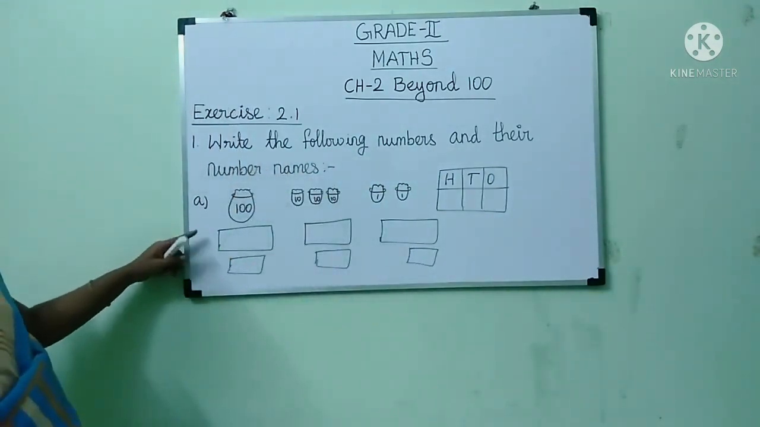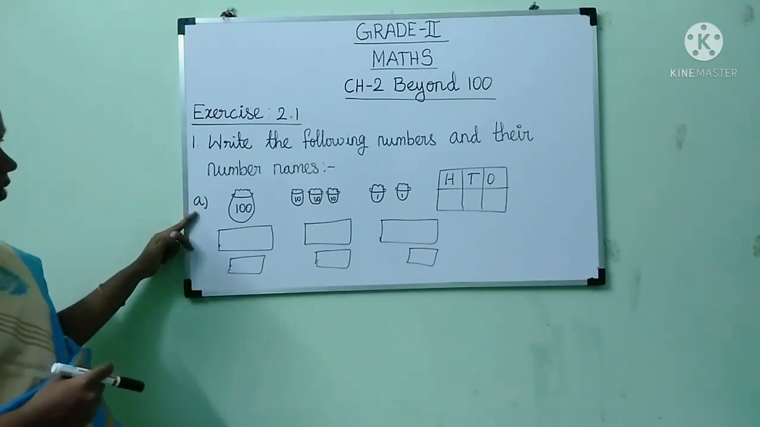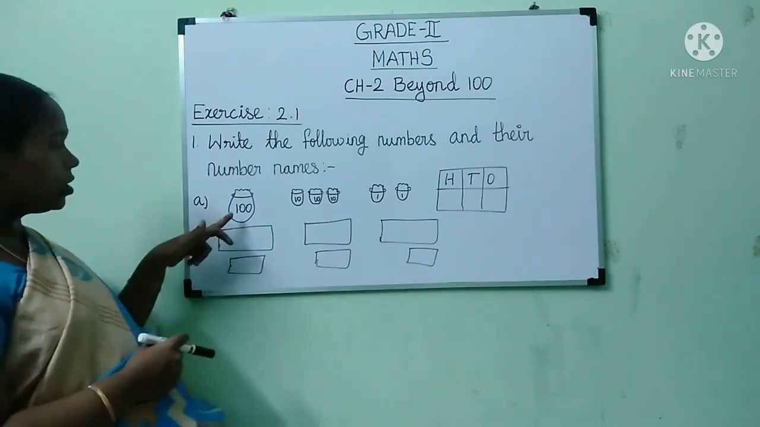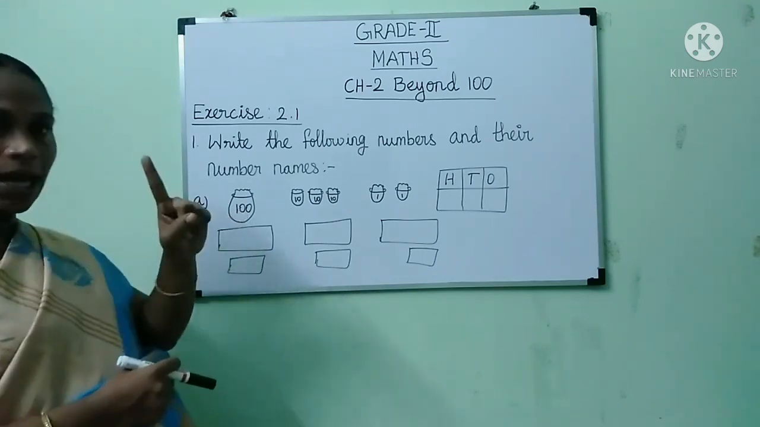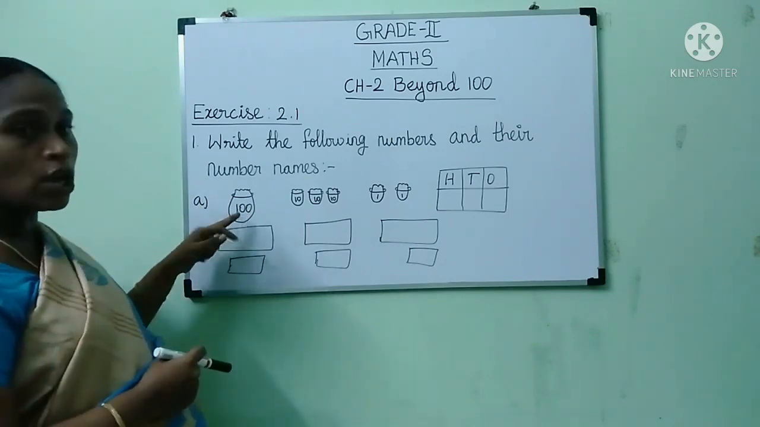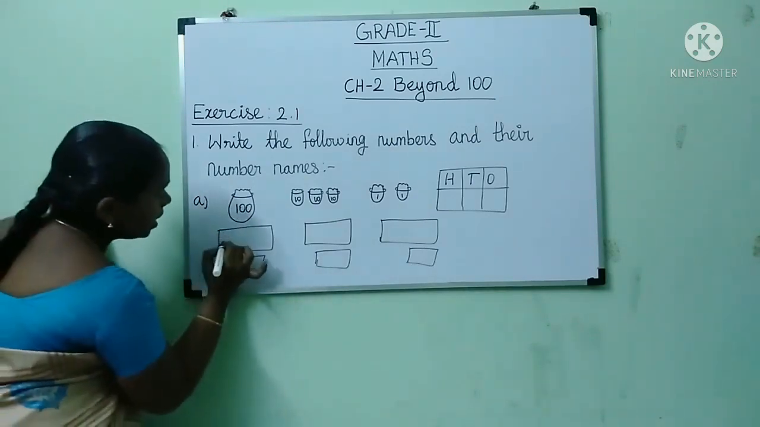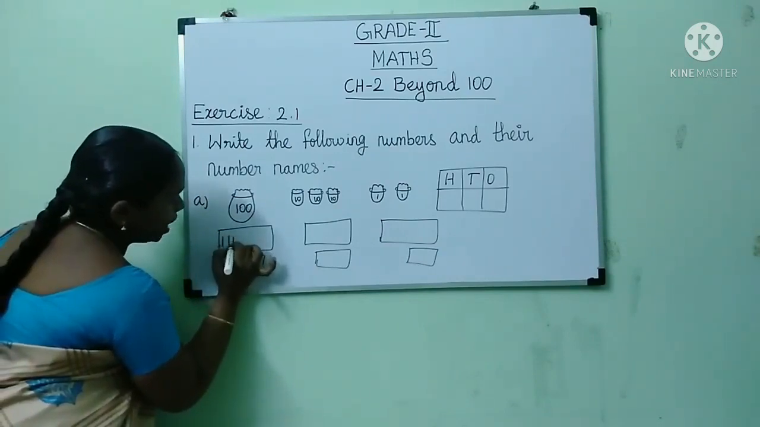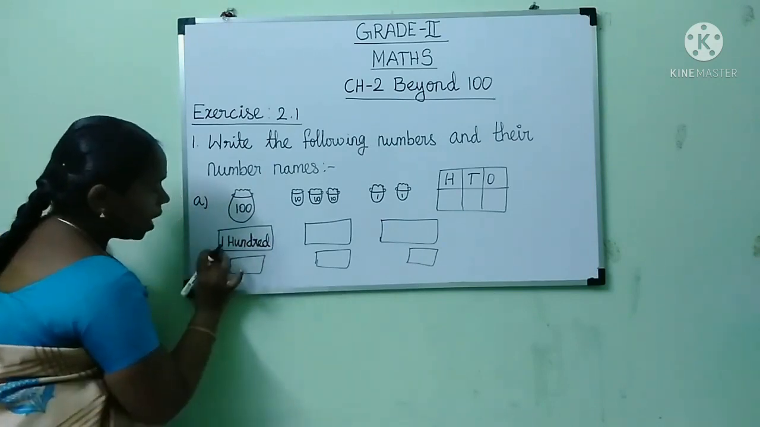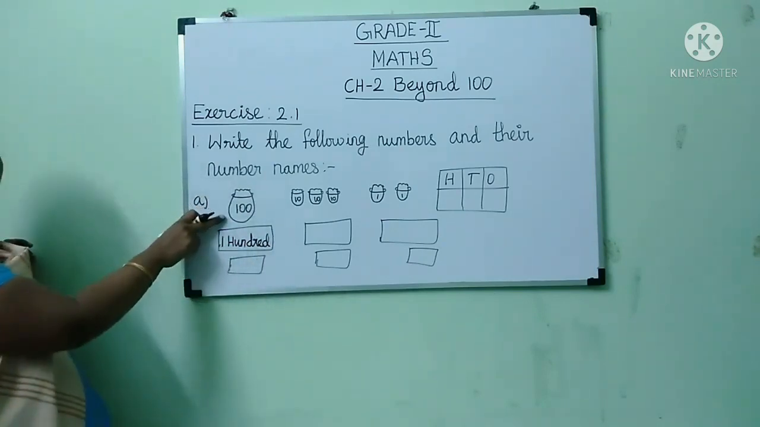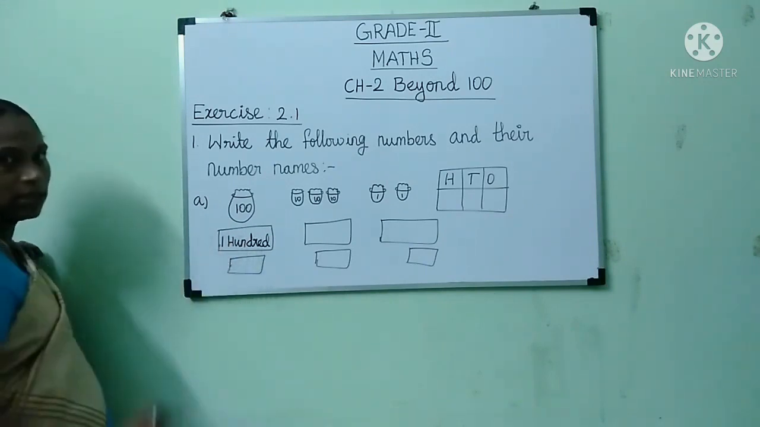See, the first sum is already given. One example sum. See the first sum, A. How many hundreds are here? Only 100. So you should write HUNDRED, 100. How many hundreds are here? Only 100.